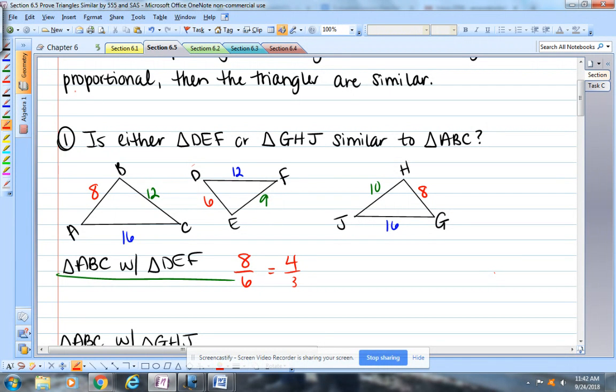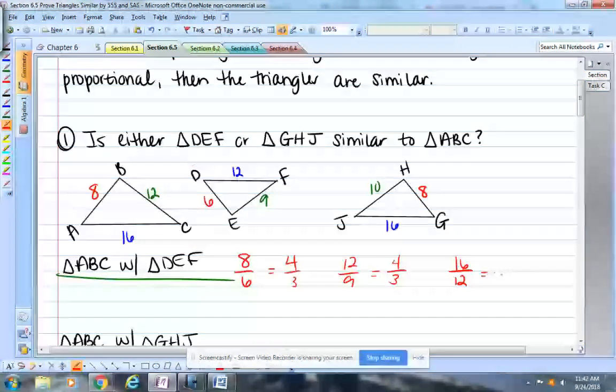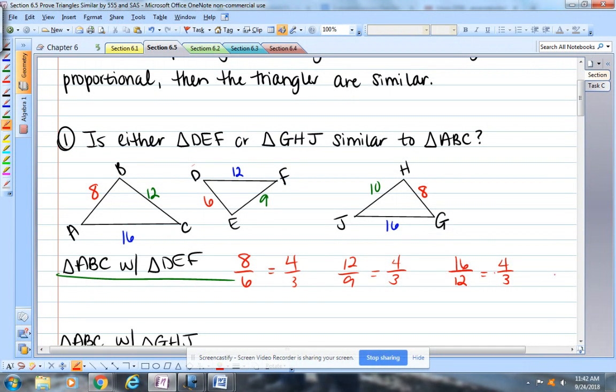So another pair would be 12 to 9, and that also reduces to 4 over 3. And the last pair would be 16 over 12, and that reduces to 4/3 as well. So yes, those two are similar because of side, side, side. Triangle ABC is similar to triangle DEF because of the side, side, side theorem.